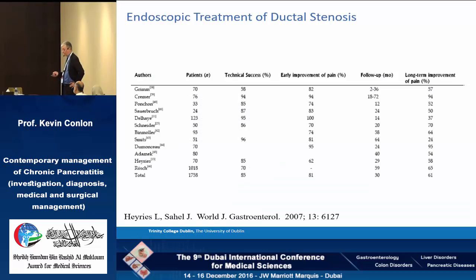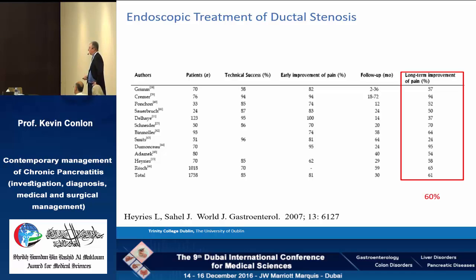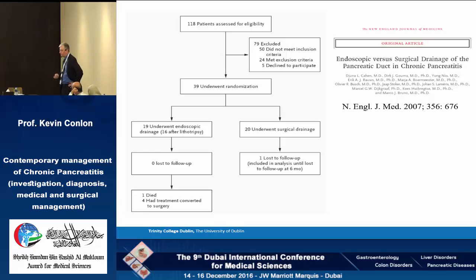And the reason endoscopy is so successful is mainly for ductal stenosis and ductal stones, and there have been a number of studies throughout the years. In a fair number of patients published, this is a pretty old paper, but it basically showed a 60% long-term improvement in pain and pain results. Because of this data in the 1990s and the early 2000s, it prompted the Dutch, who are an excellent, thoughtful group of endoscopists and surgeons in pancreatitis, to do a randomized trial. And you're all familiar with this trial that was published 9 years ago in the New England Journal of Medicine, which is endoscopic versus surgical drainage for pancreatic duct in chronic pancreatitis.